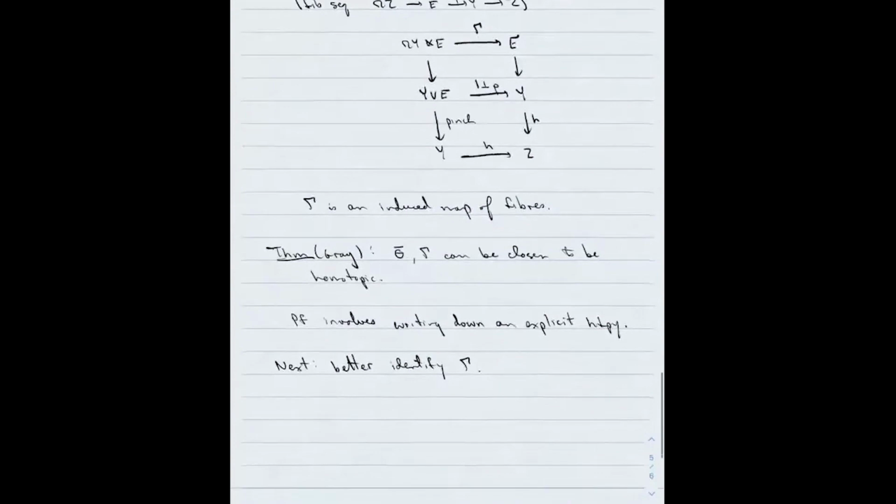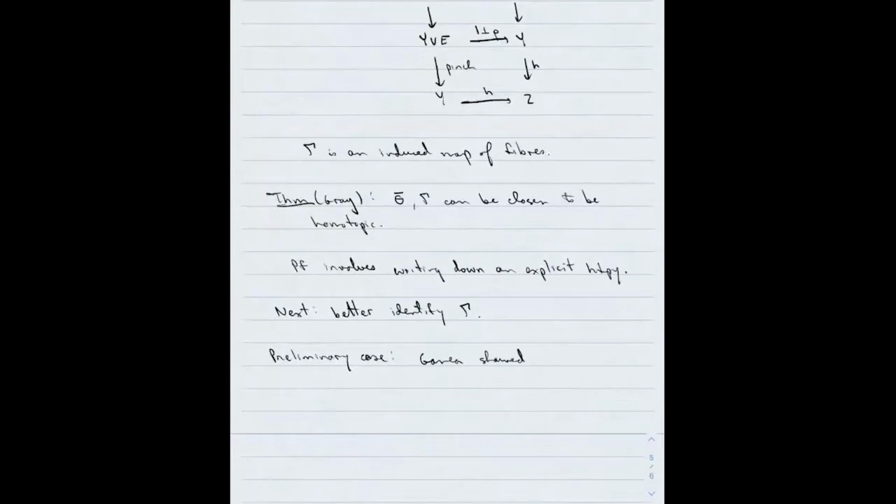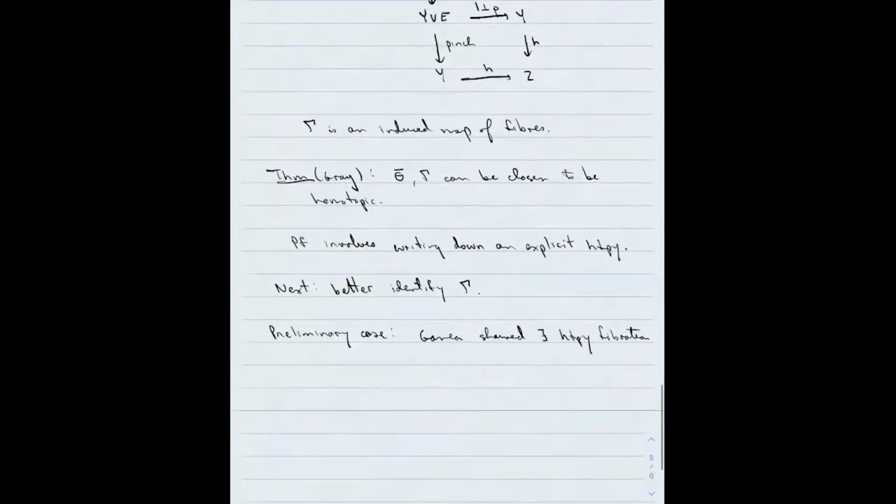So let's consider a preliminary case, thinking of a slightly different context. Vigué showed there's a homotopy fibration where if you start with a wedge of two spaces and you include it into the product, then the fiber is loop x1 join loop x2. And the map from the fiber to the wedge is a Whitehead product.